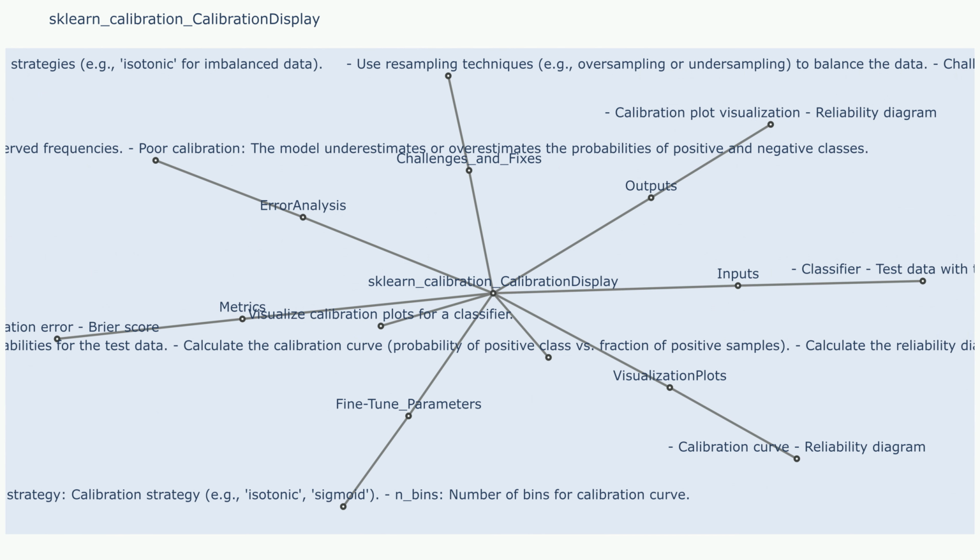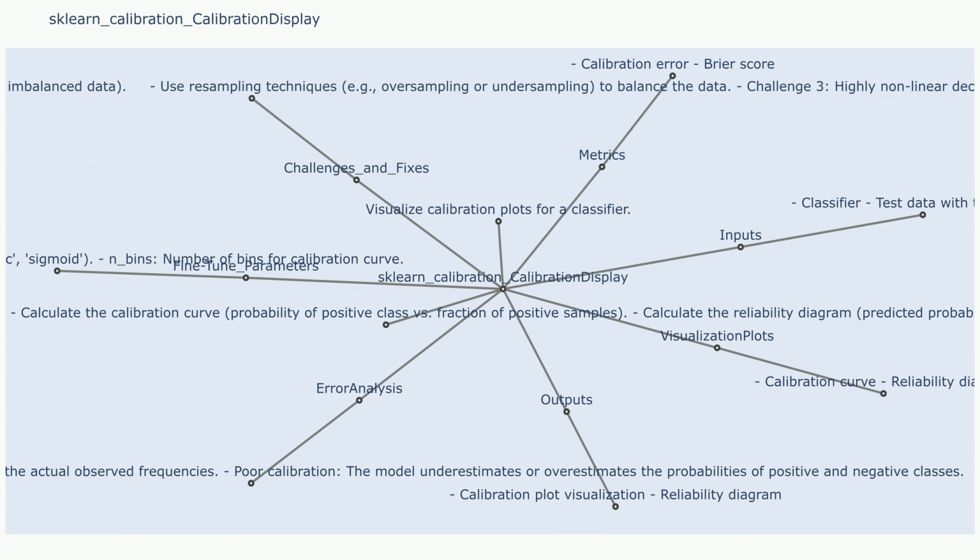Sample use case that resulted in challenge 1: calibrating a model with a small dataset and using the same data for both training and calibration might lead to overfitting. Fixes to challenge 1. Use a separate calibration dataset. Set aside a portion of the data specifically for calibration, distinct from the training data.